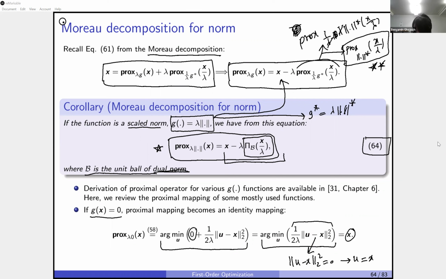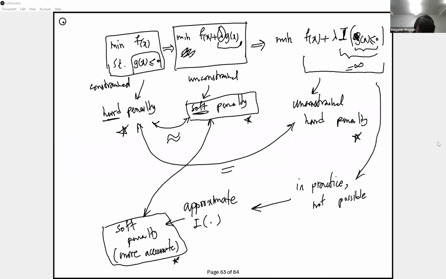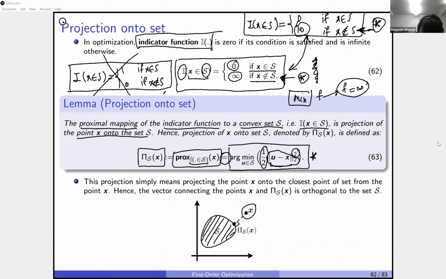You might be wondering, it's very similar to what we had in projection. However, there is a huge difference. Don't confuse that. In projection, we had argmin of this, but u was in the set S. That's why it was projection. It didn't become x because x might not be in the set S. It might be outside of the S. So it's projection of x onto the set S.